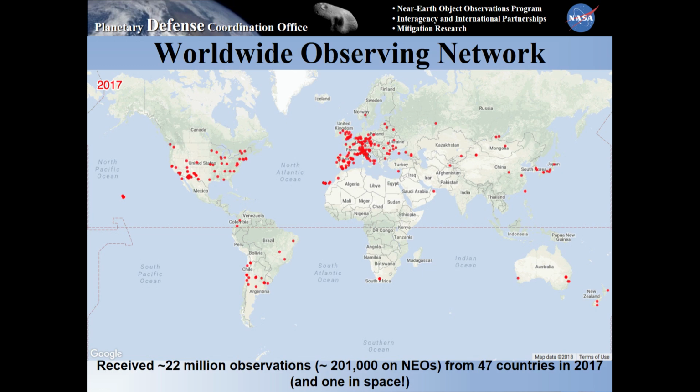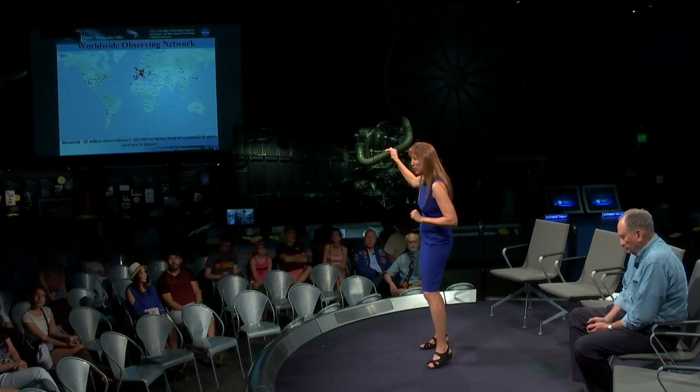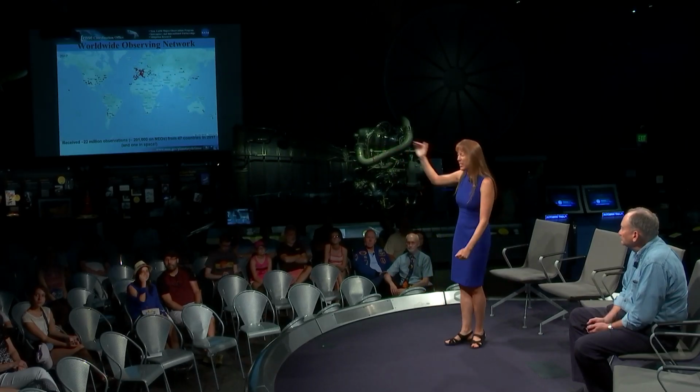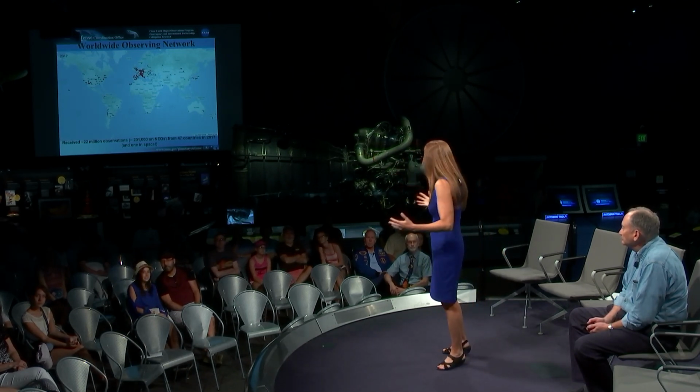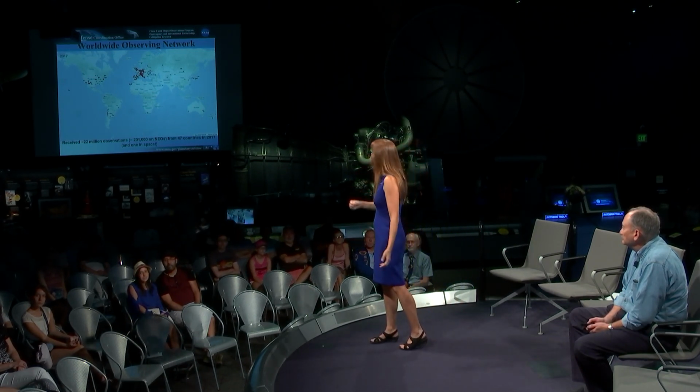And even though a lot of the surveys funded at NASA are the ones providing the bulk of the discoveries, folks around the world will go and get more observations, because it doesn't help just to see an asteroid. You need to observe it enough so that you can figure out where it's been and where it's going in the future, and that's how you're going to know, is it going to be a problem here or not?